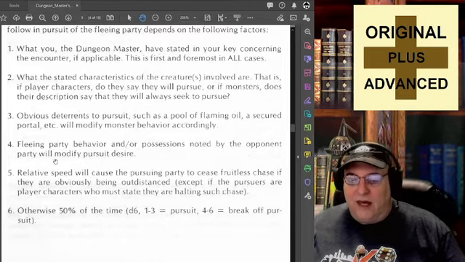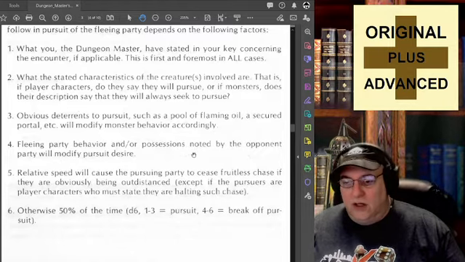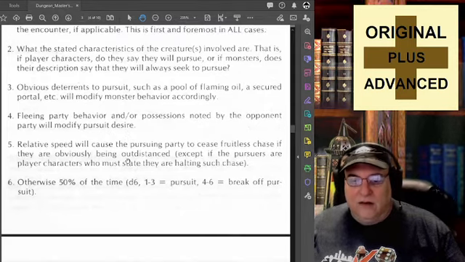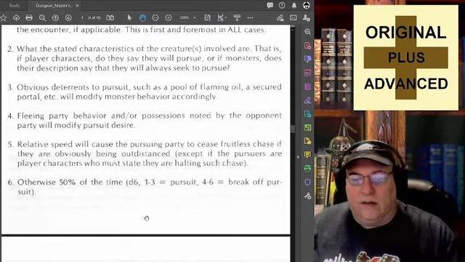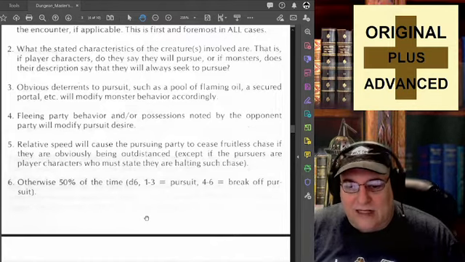Number four, fleeing party behavior and/or possessions noted by the opponent party will modify pursuit desire. So it's obvious that they're running away with a big chest that they're carrying and obviously protecting. Well, what's in that chest? Now we got to know.